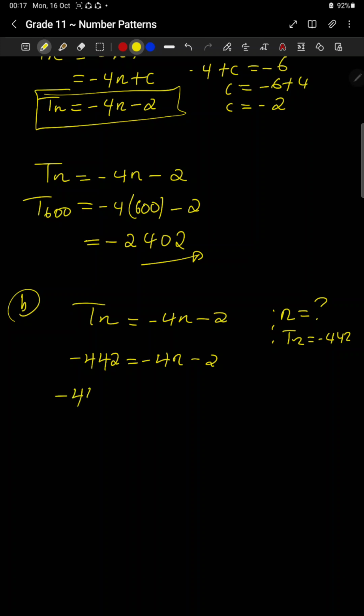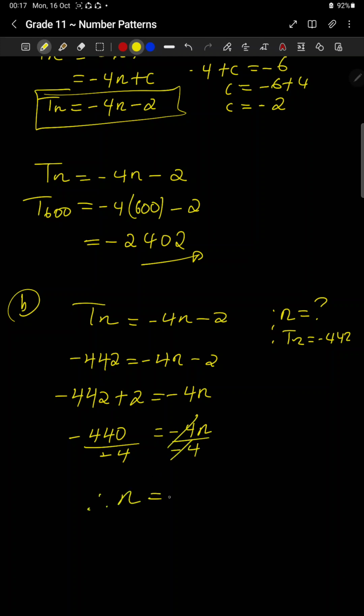Now we are solving for n, so we just take negative 2 to that side. When we transpose, the sign changes and becomes positive, and then we just work out this portion. This is negative, and 2 must be negative 440 over negative 4. So you'll have to divide by negative 4 on both sides.